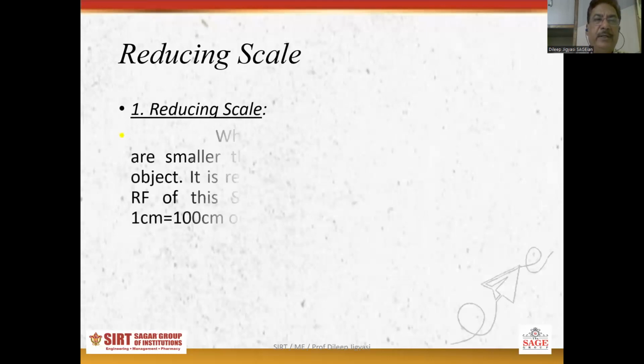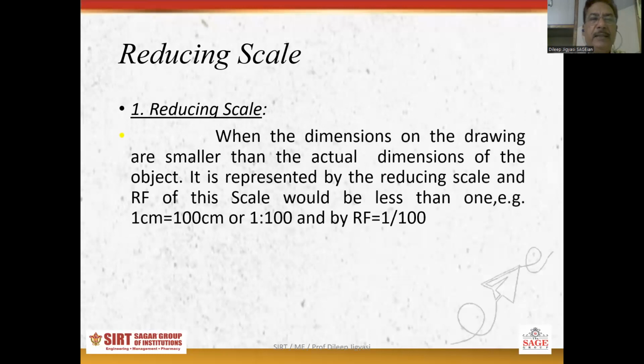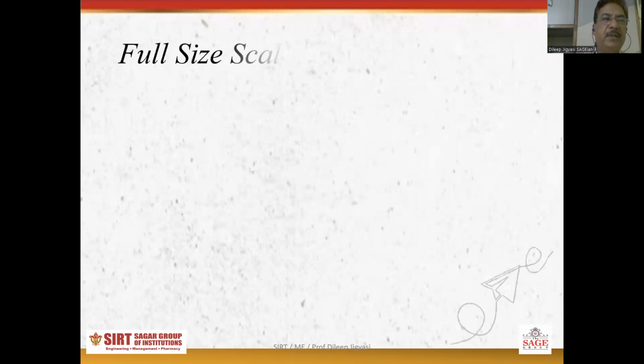If you want to define the reducing scale, the definition is like this: when the dimensions on the drawing are smaller than the actual dimensions of the object, it is represented by the reducing scale. One example is if I say 1 centimeter equals 100 centimeters, it means the actual length is 100 and we are representing it by 1. So the RF for this will be 1 is to 100. The RF formula is the length of the object on the drawing upon the actual length.